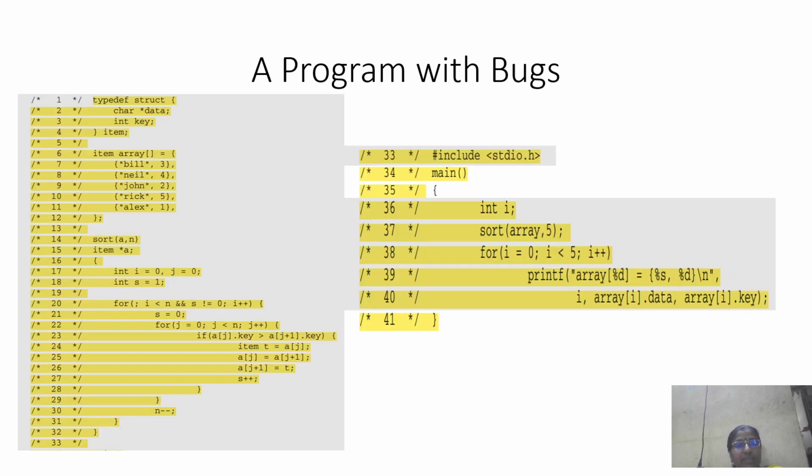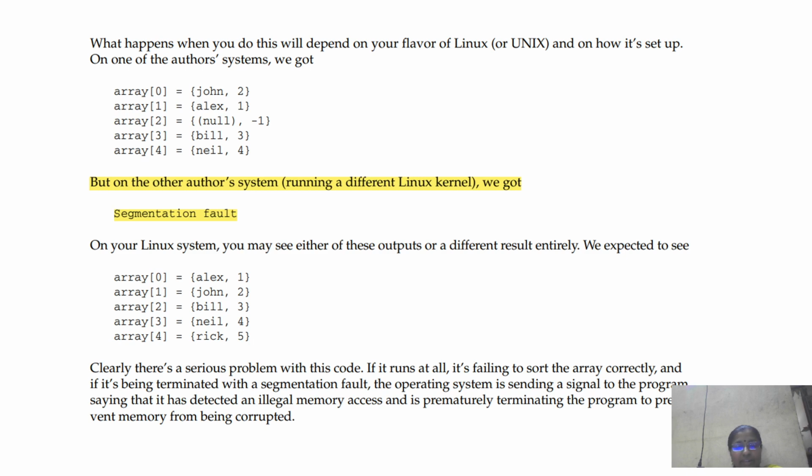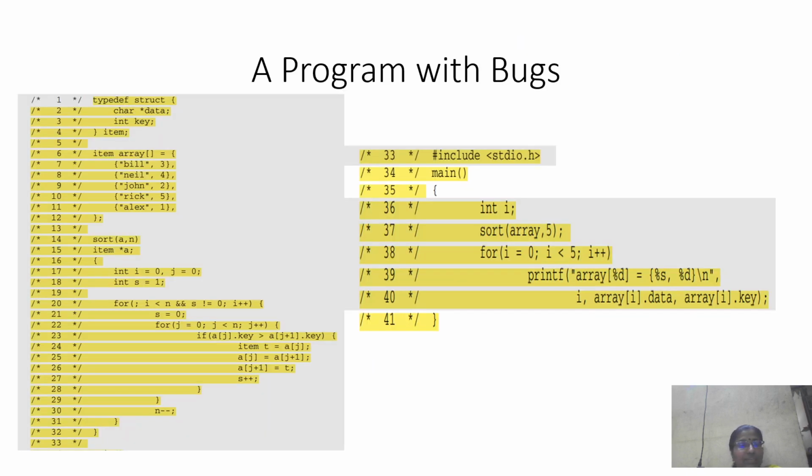So this is another program with bugs. Here in this program there is a structure of two data items, that is data and key, and it is an array of that structure. Data will be the name, and the key will be the number value. Based upon the key value, the array should be sorted. That is your program. This program with bugs produces a segmentation fault.